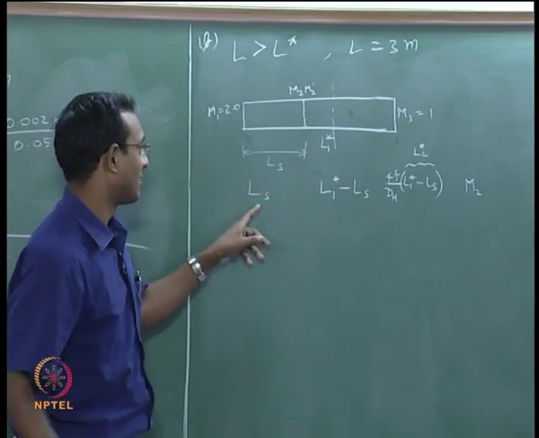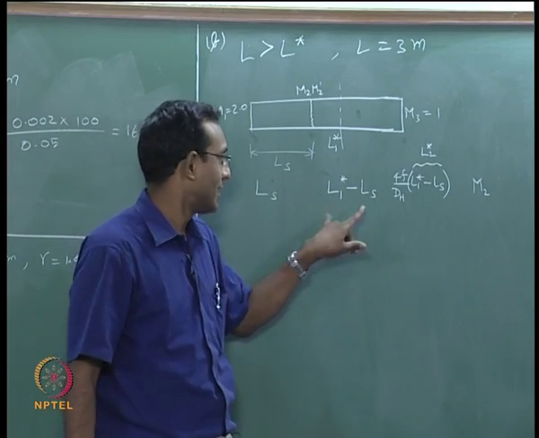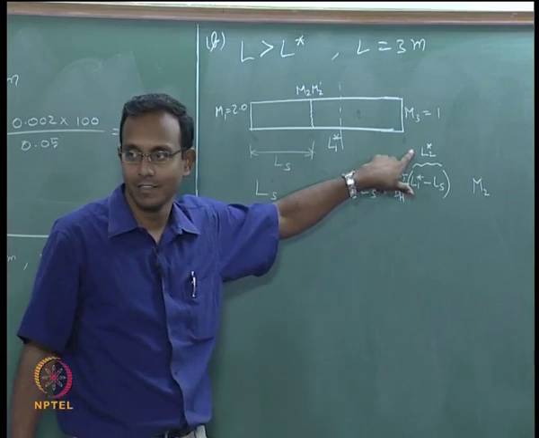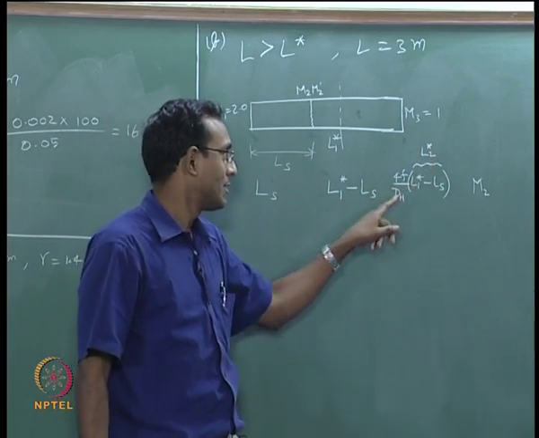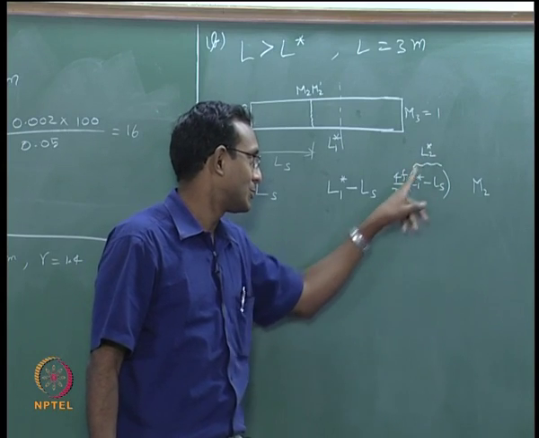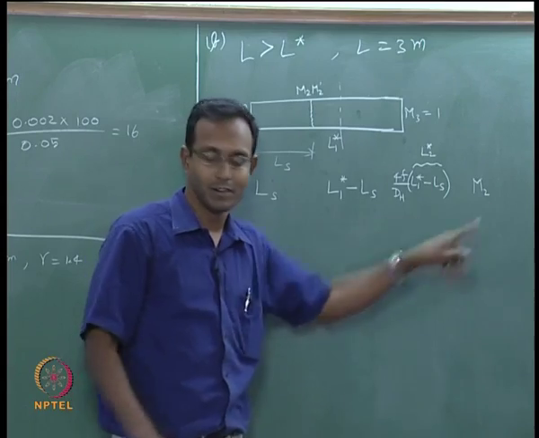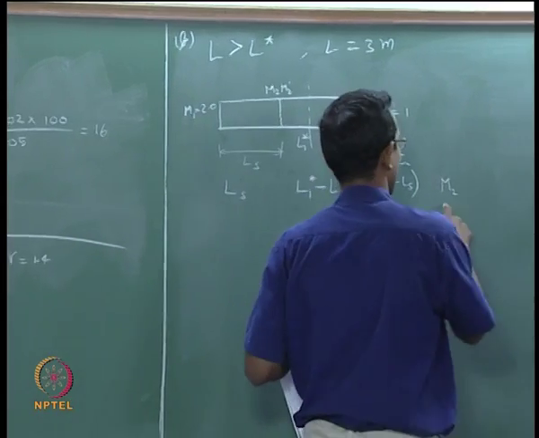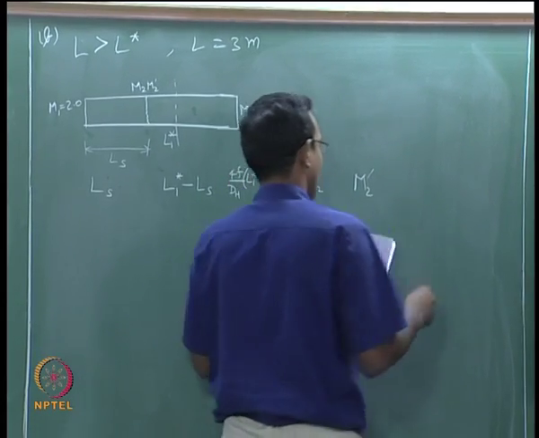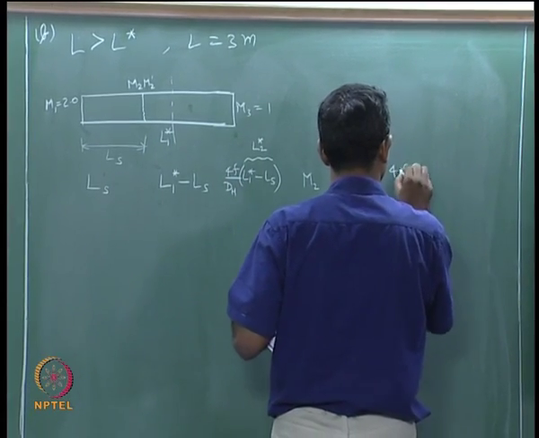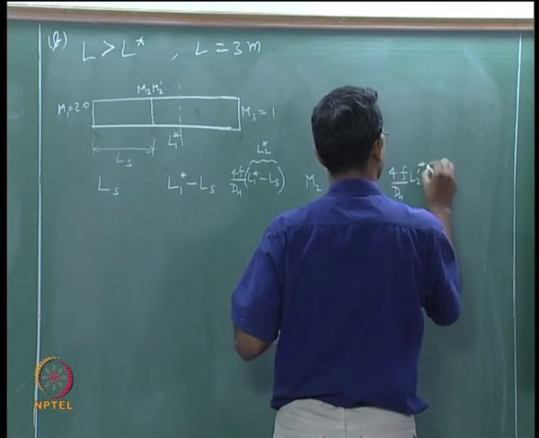Just to be clear, I have written this Ls, L1 star minus Ls, that happens to be my L2 star really. If you go and look at problem 2A, that is what was our L2 star. Now, I will say 4f L2 star by Dh, from here I will go read up my M2 from there. Once I know M2, I will go to normal shock tables and find M2 prime from there.